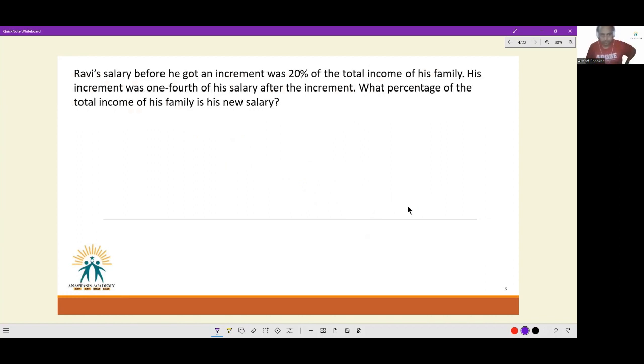Next question now. Ravi's salary before he got an increment of 20% was 20% of total income of his family. His increment was 1/4 of his salary after the increment. Okay, what percentage of total income of his family is his new salary? Okay, this is interesting.